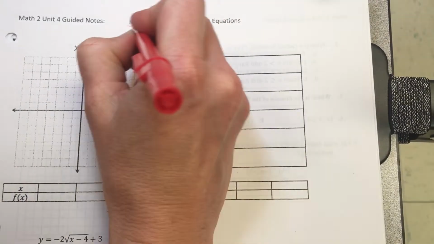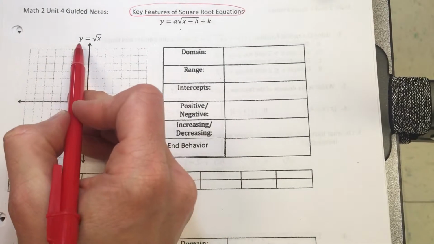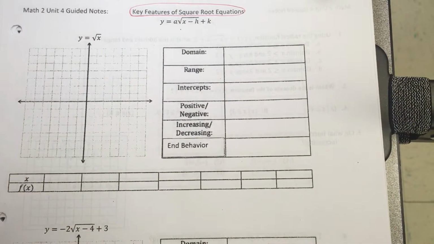We are doing key features of square root equation. So here's your first equation, y equals square root of x. That's called the parent function. Go ahead, and if you do have Desmos, pull it up. If not, you can just look up here. And we're going to type in the square root of x.